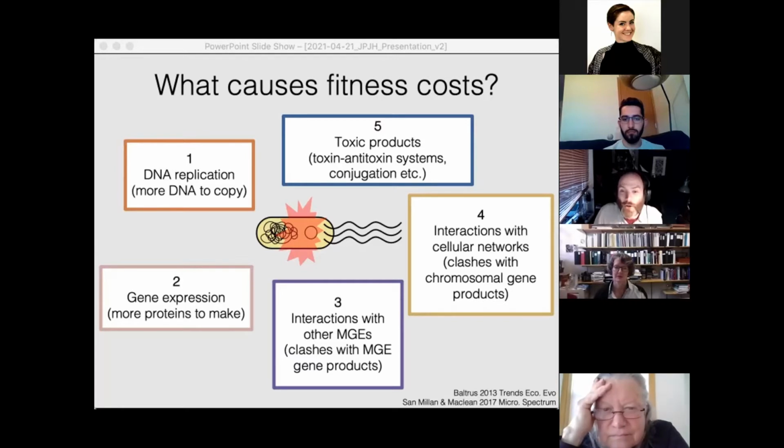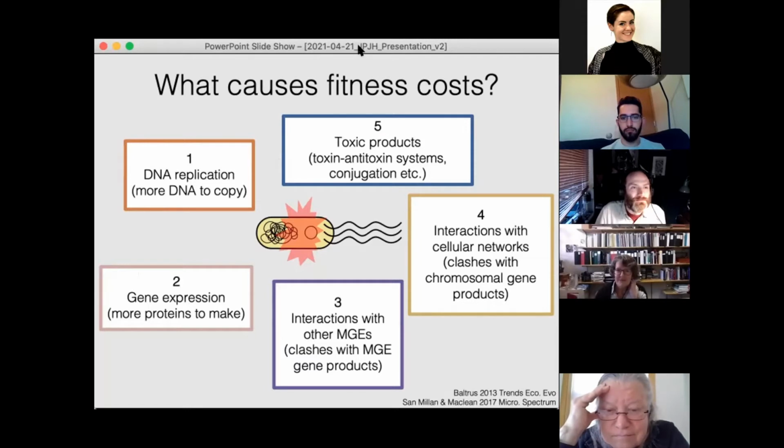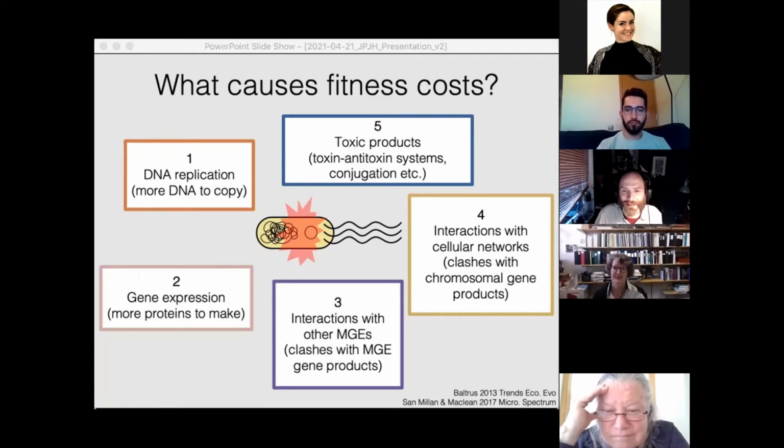And most people agreed with me when I started this project that the main source of plasmid cost was going to come from these kind of generic factors associated with plasmid size. Big plasmids means more proteins to be made and more DNA to copy. And I'm going to share the results from the poll. And I'm going to share my scientific results, and we can see how well this compares.